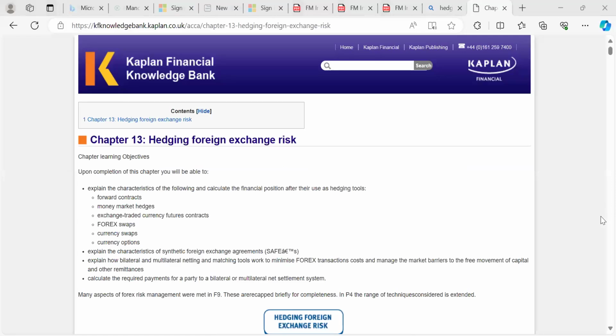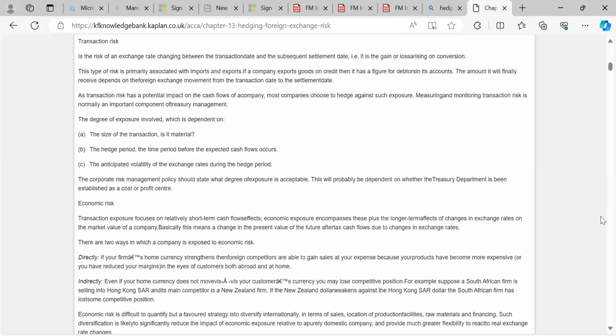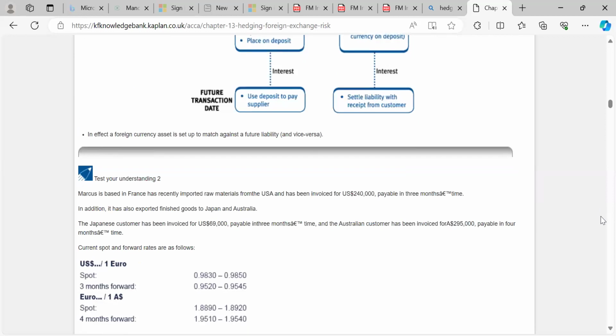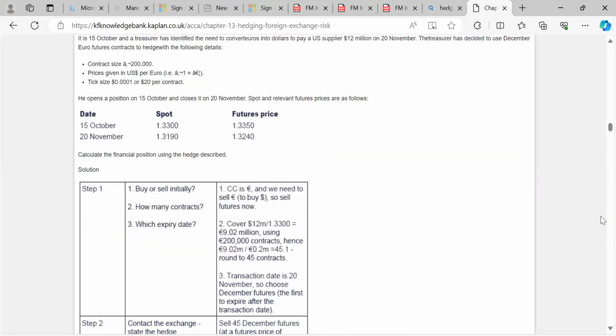So I shared with you different techniques and different scenarios. You can take examples from these.